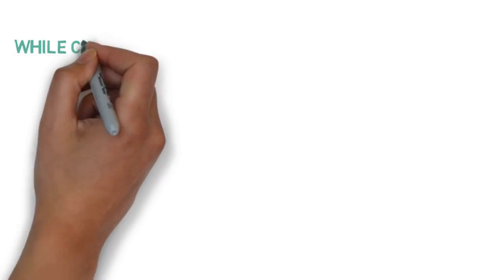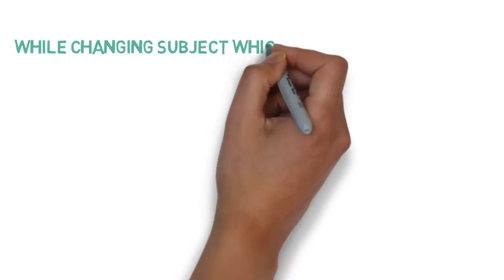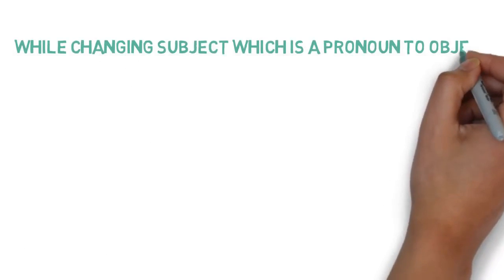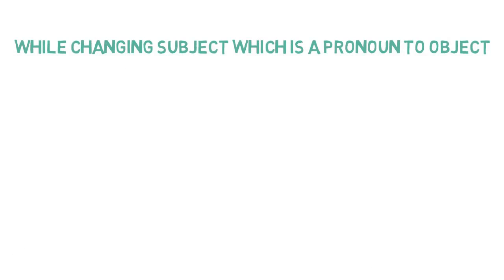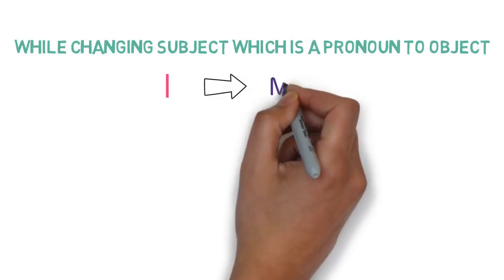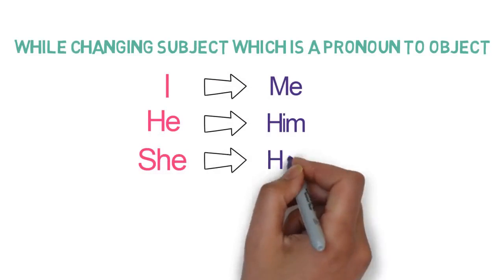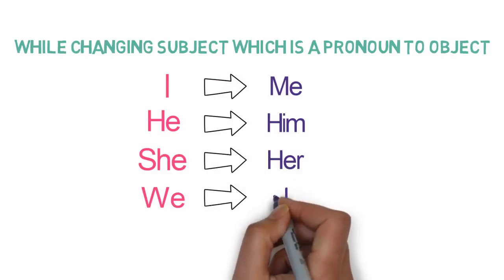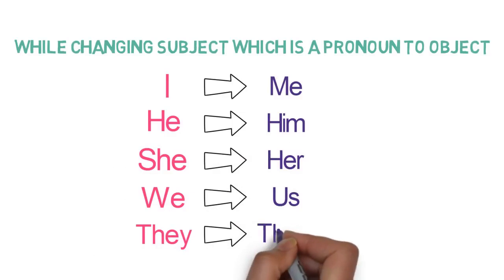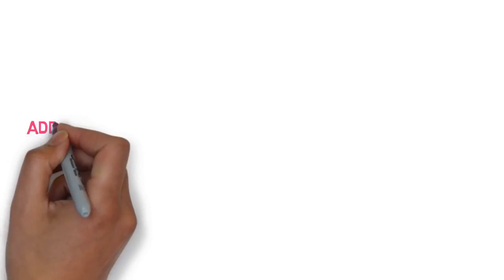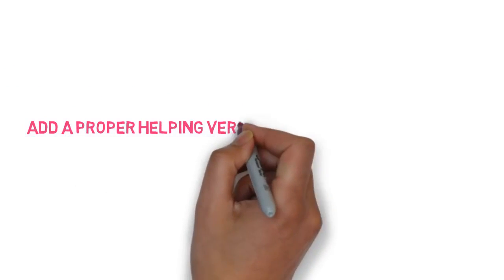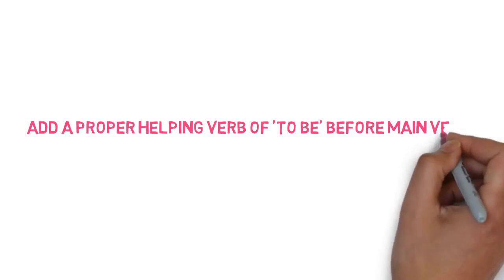Firstly, when replacing the subject with the object, if the subject is a pronoun, then conversion will be like this. I will become me, he will become him, she will become her, we becomes us, and they becomes them. Please remember this properly. Secondly, we need to add proper helping verb of to be before the main verb.